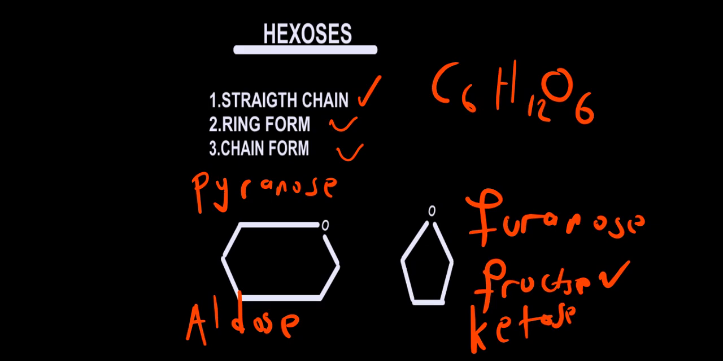Now let's proceed. There's what is called alpha and beta. If the hydroxyl group on carbon number 1 is below the ring, this will form what we call an alpha glucose. For example, this is the ring structure of glucose. This is carbon number 1, carbon number 2, carbon number 3, carbon number 4, carbon number 5, and carbon number 6.